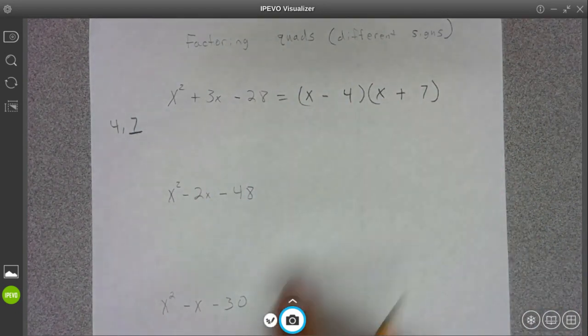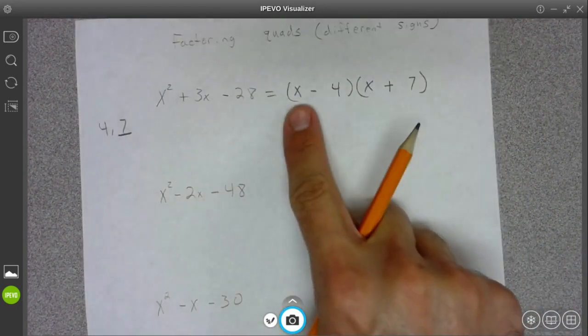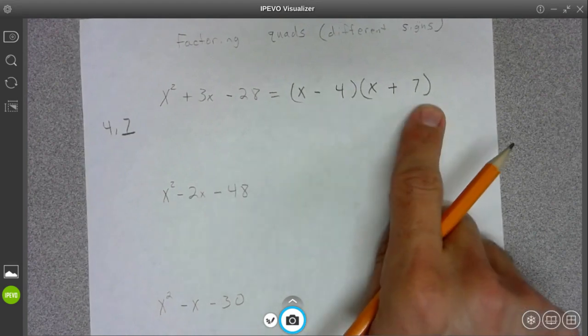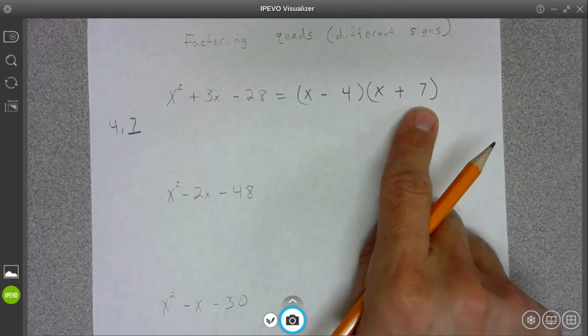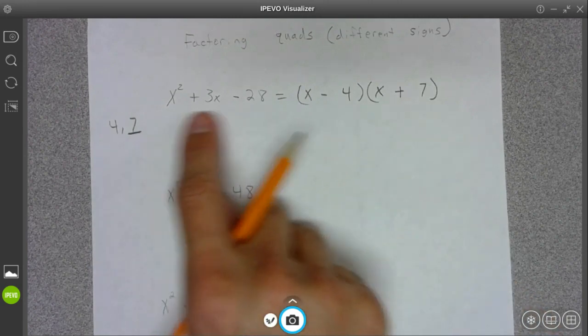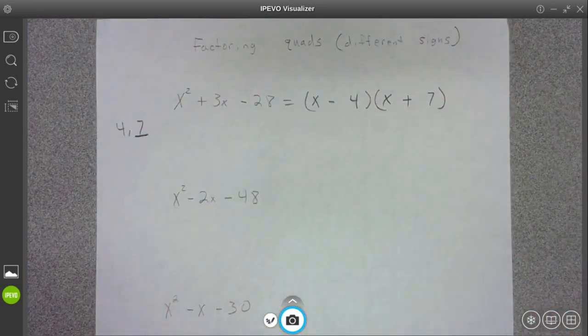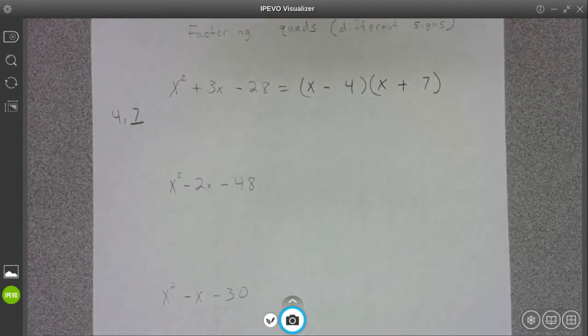You could multiply this out: x times x, x times 7, negative 4 times x, negative 4 times 7, just to check it. And you will get the original. I recommend you do that. Pause the video and check that out.